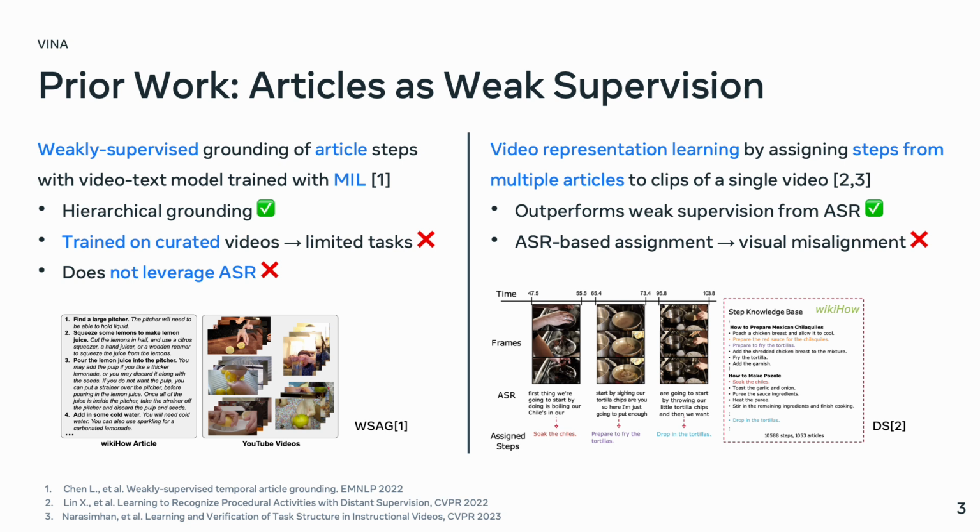Articles have been leveraged as weak supervision in other works as well, primarily by assigning article steps to short clips for representation learning. This has been shown to outperform the noisy supervision from ASR. However, the steps were assigned based on ASR, and thus they might not be visually aligned with the video clip, and they might be sourced from many articles, loosely related to the video task.